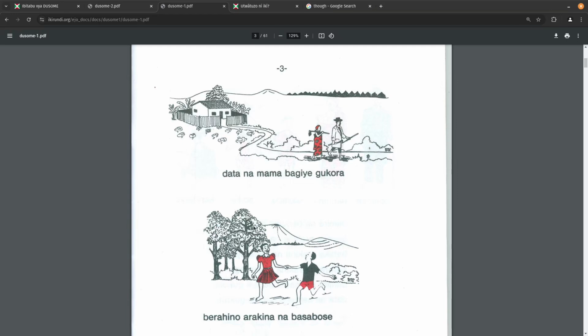Arriving at page 3, we can start with the actual lesson of reading Ikirundi. With the first sentence, I will read it and then we can go through pronunciation. Data na mama bagiye gukora. It's not data, this isn't data in English. Data, you gotta pronounce everything.